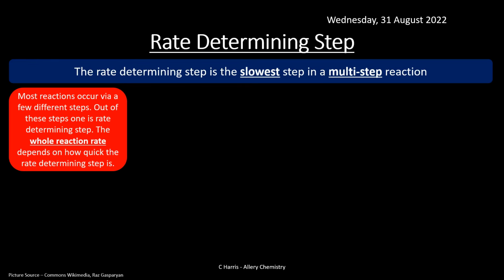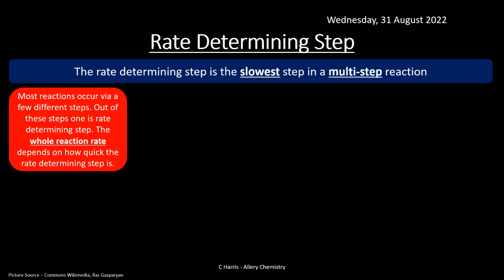Like I say, most reactions occur via multiple different steps, and out of these, one of them is what we call a rate determining step, or at least one of them. And the whole reaction rate, for the whole reaction, depends on how quick this rate determining step is.